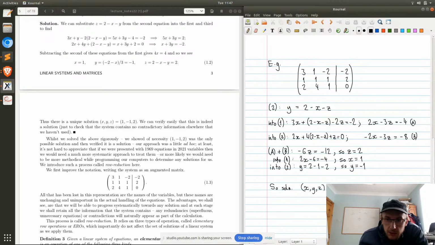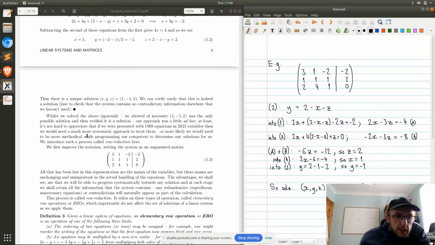Negative 1, 2. We can verify easily that this is indeed a solution, just to check the system contains no contradictory information elsewhere that we haven't used. Whilst we solved the above case rigorously, we showed of necessity 1, negative 1, 2 was the only possible solution, and then verified that it is a solution.